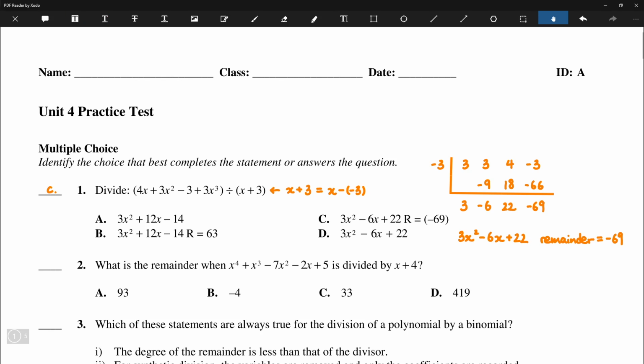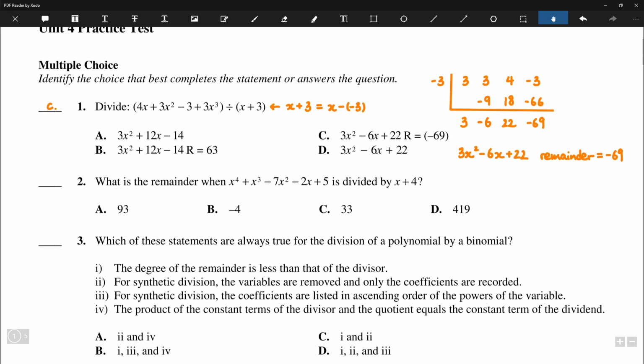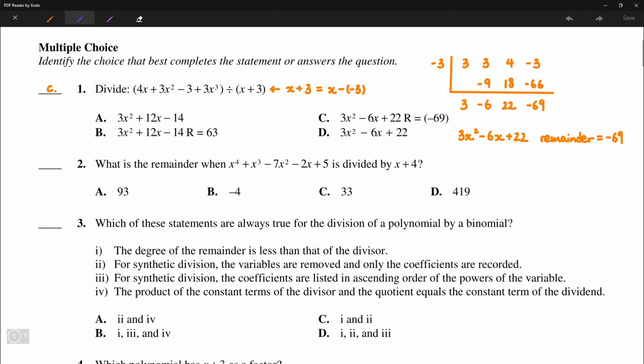Okay. Number 2. What is the remainder? Instead of dividing here, we can simply use the remainder theorem. Once again, x plus 4 is the same as x minus negative 4. So we'll substitute negative 4 into the polynomial.